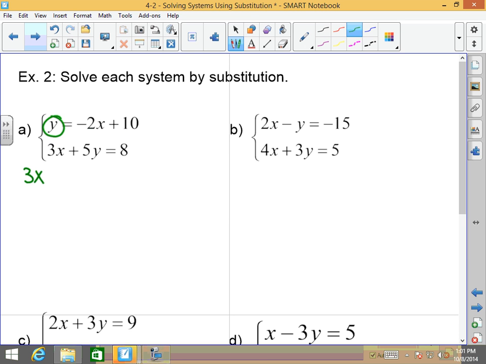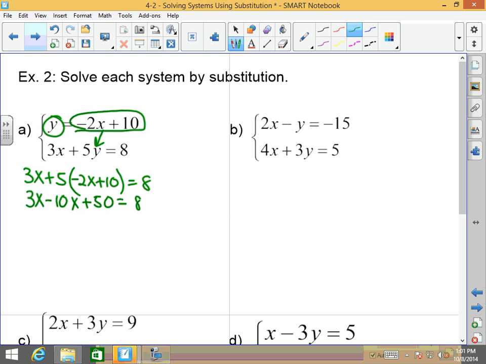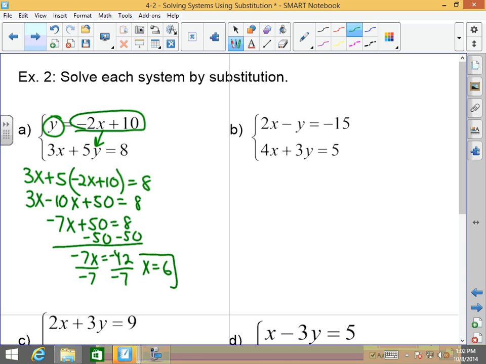We have 3x plus 5 times y, which is negative 2x plus 10, equals 8. I took the y value and plugged it into the y of the other equation. So this is 3x minus 10x plus 50 equals 8. 3x minus 10x is negative 7x plus 50 equals 8. Subtract 50 from both sides. Negative 7x equals negative 42. Divide by negative 7. x equals 6.